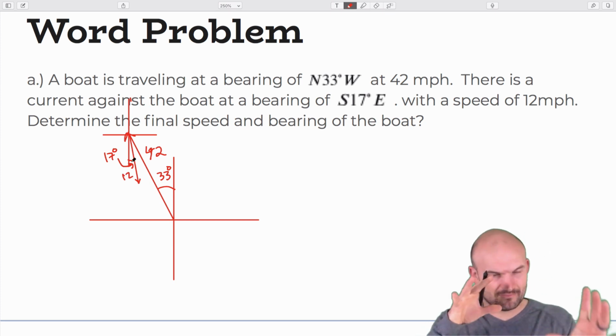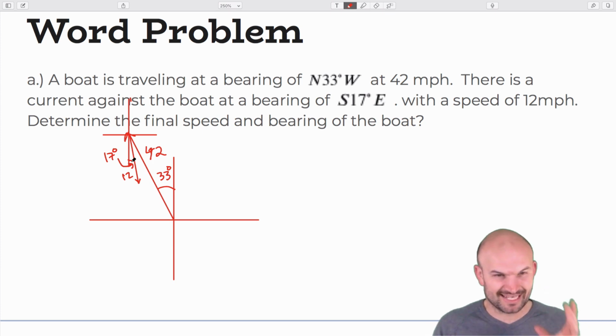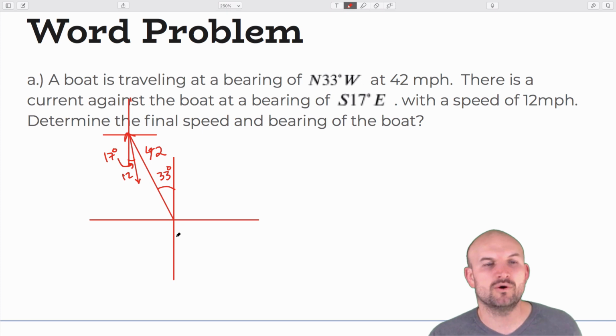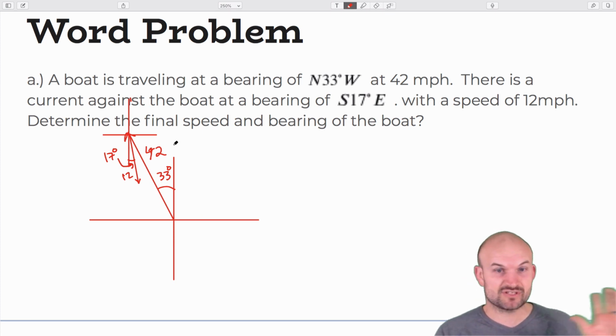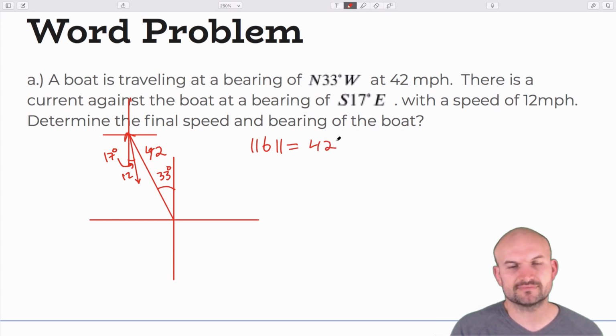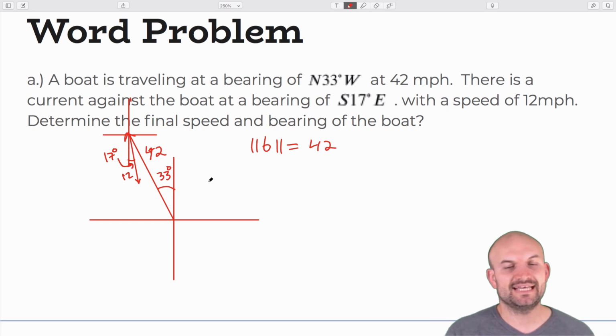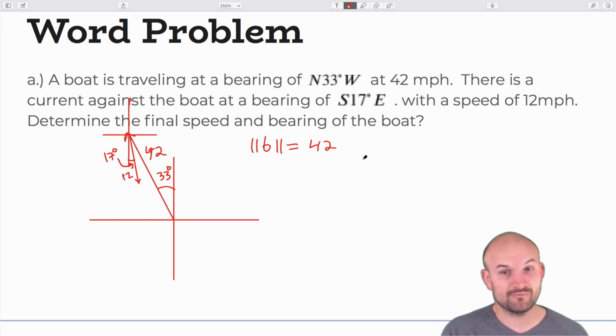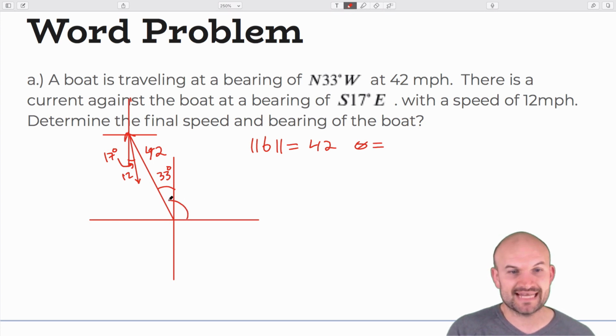So you can see how my picture is getting a little difficult to understand. It's pretty small here. So I'm going to represent these off to the side a little bit. The magnitude of the boat is 42 miles per hour. The bearing of the boat is 33, but we don't want to deal with the bearing, we want the angle of the boat. So the angle of the boat is going to be 90 plus 33, that's 123 degrees.